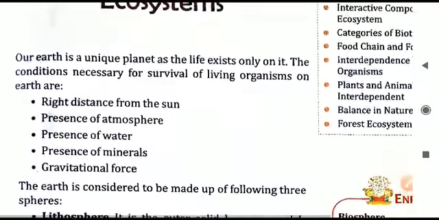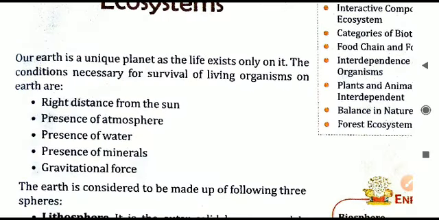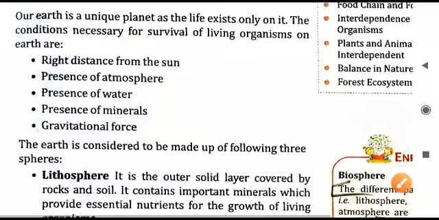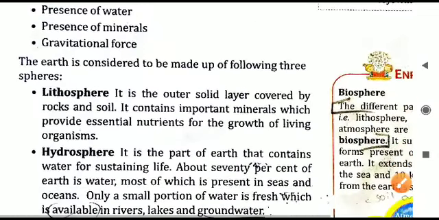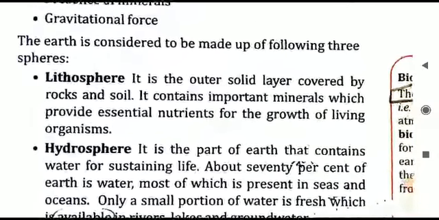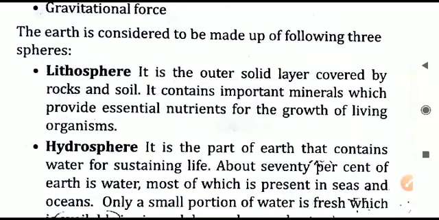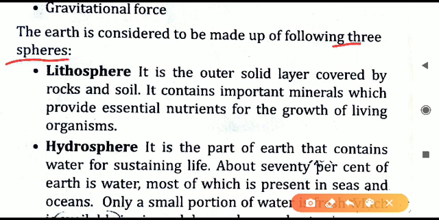So all these situations are present in the right manner on the earth. That is why we can say earth is a unique planet for life to exist. So these conditions you have to learn. 5 points are there. Now if we divide the different parts of the earth wherever life exists, then we have three different classifications. We call them three different spheres. Earth is made up of three different spheres.